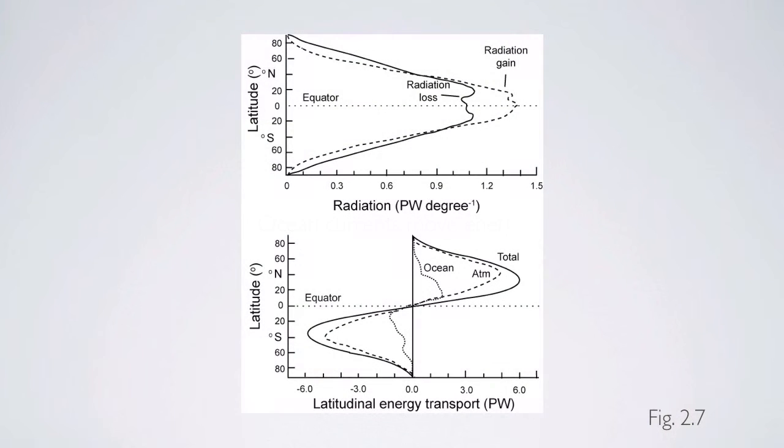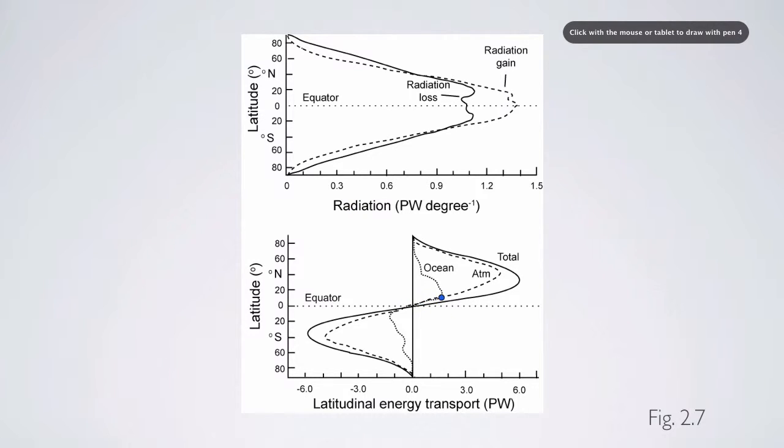In these layers are currents, and ocean currents move a lot of energy. So we take a look again at figure 2.7. You can see the patterns of radiation gain and radiation loss, and this difference here is driven by atmospheric and oceanic energy transfers.